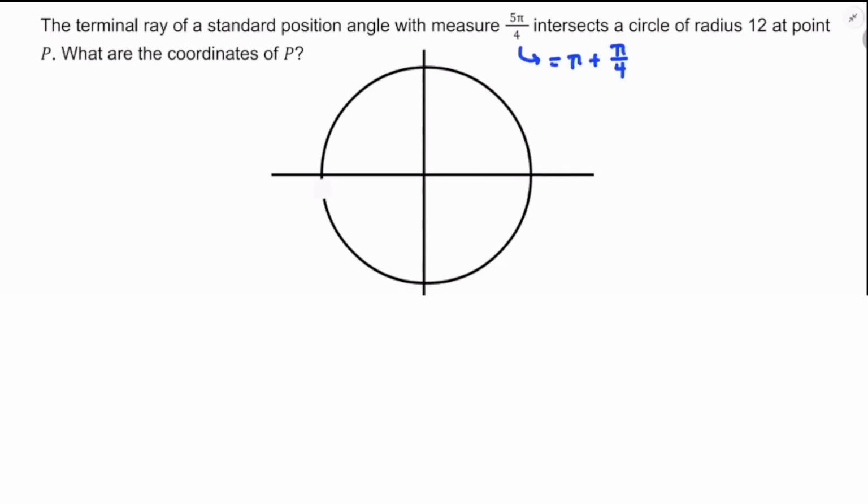5 pi over 4 is a little bit bigger than pi. It's going to be pi plus pi over 4. So that's 45 degrees beyond pi. Then it says it's going to intersect at point P. So maybe I'll change up the color scheme a little bit from what I've been doing before, because P is eventually what I'm hoping to find the coordinates of. Okay, the next step is going to be to draw a reference triangle. It's going to be a 45, 45, 90. So the hypotenuse is 1 and the legs each have length root 2 over 2.